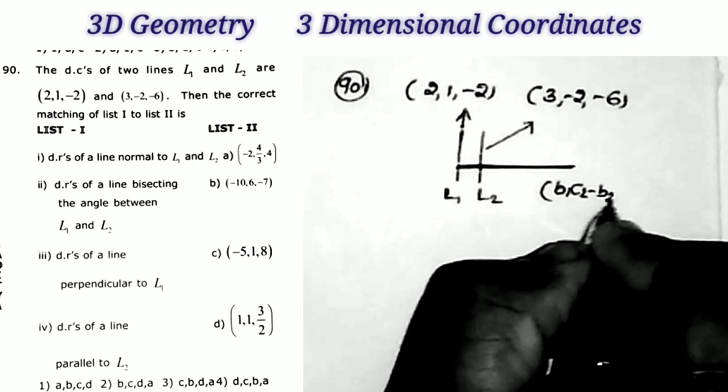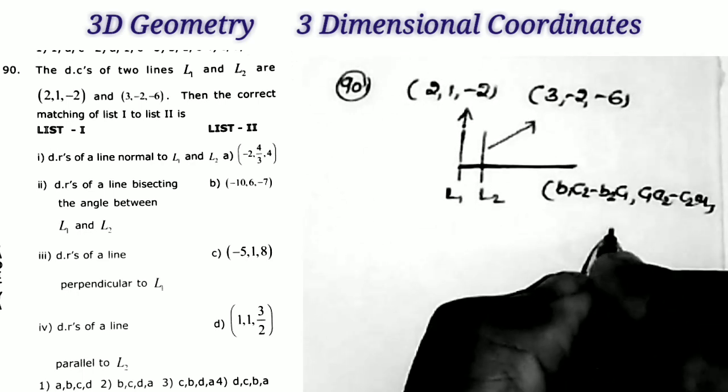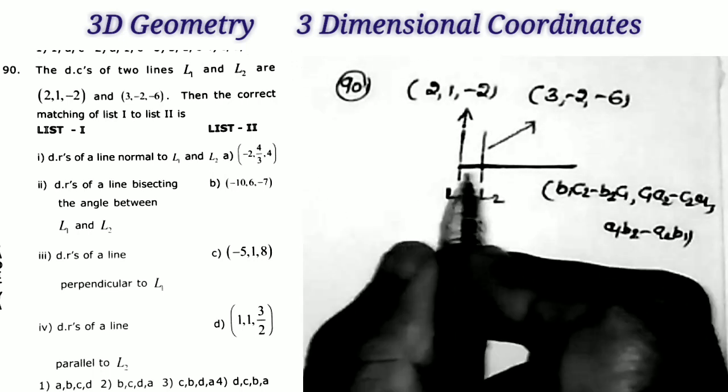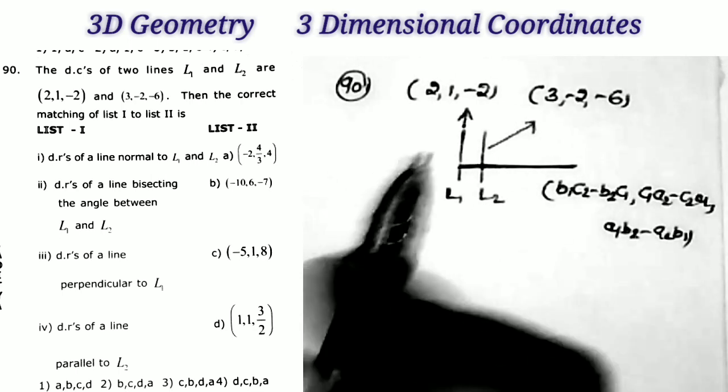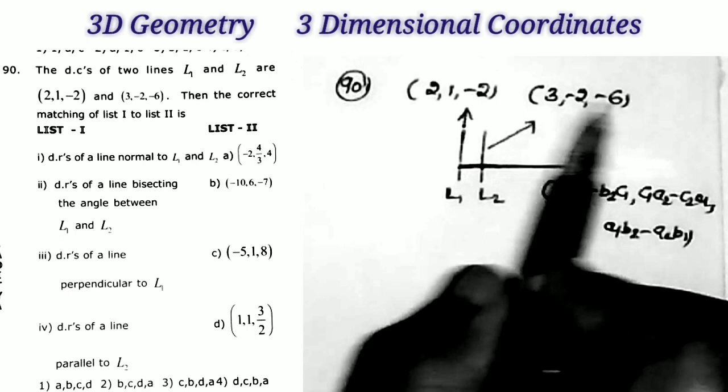b1 c2 minus b2 c1, c1 a2 minus c2 a1, comma a1 b2 minus a2 b1. This is the direct formula to find the DRs of the normal of the two lines. Now, what are a1 b1 c1, a2 b2 c2? This is a1 b1 c1, this is a2 b2 c2.